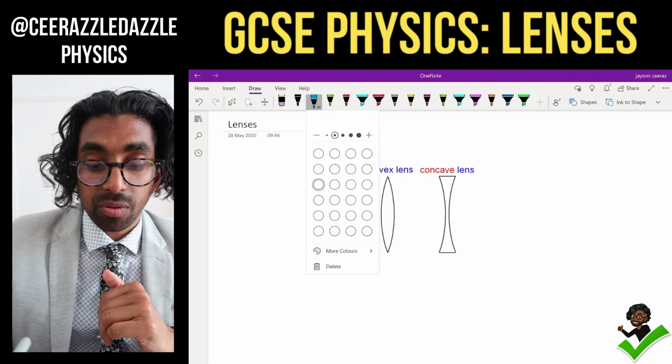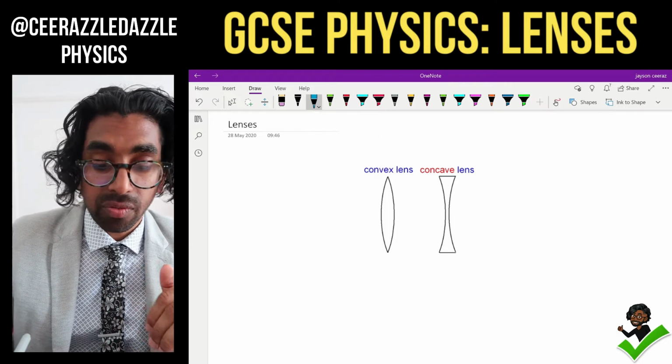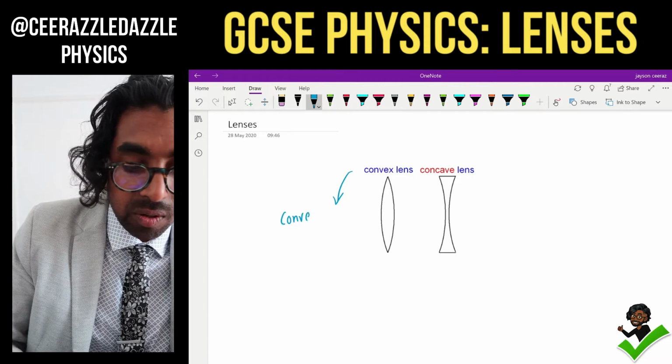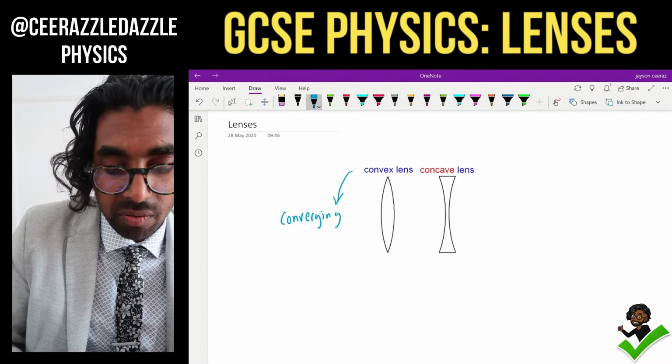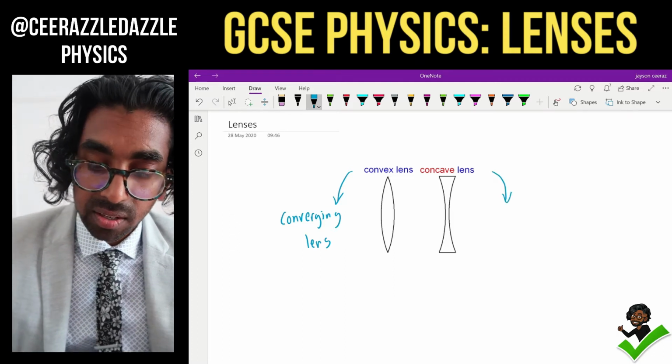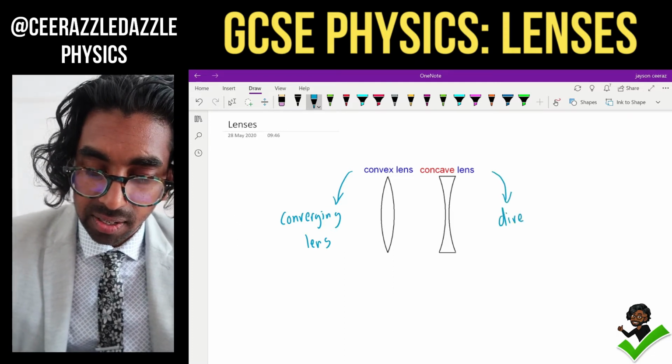Right, there are other names for the convex and concave lens. A convex lens is also known as a converging lens. The concave lens is also known as a diverging lens.